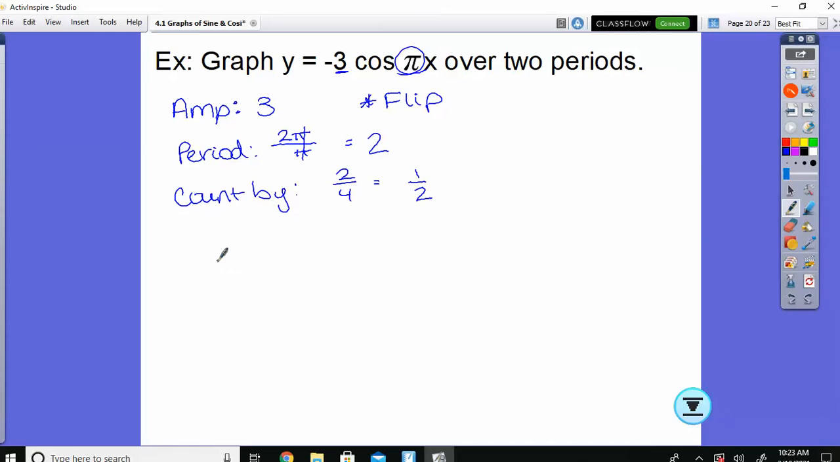Then we can draw this graph. My high point would be 3 because that's my amplitude. Low point will be at negative 3. Counting by a half, so starting at 0 and then I need 4 points after that. So plus a half is a half, plus 1/2 is 1, plus 1/2 is 3/2, plus 1/2 is 2.